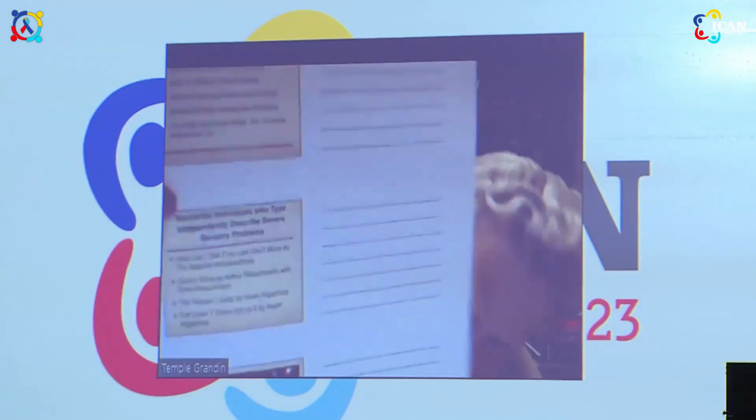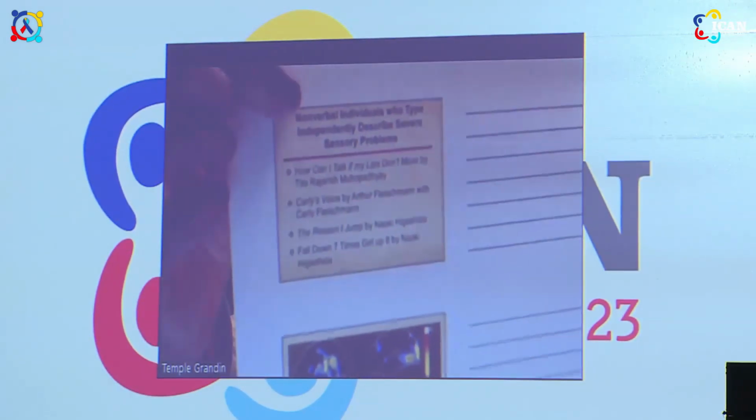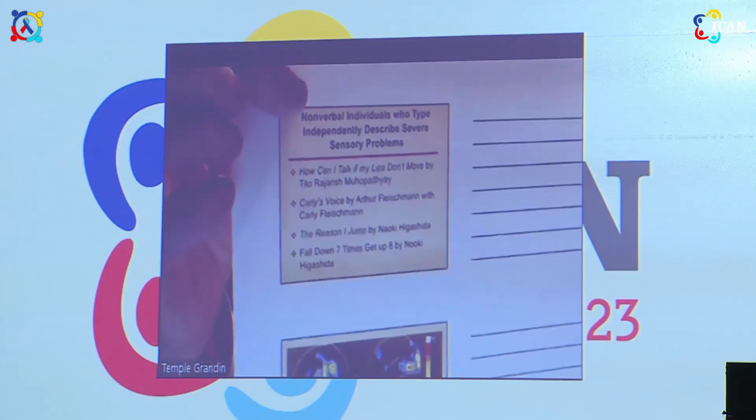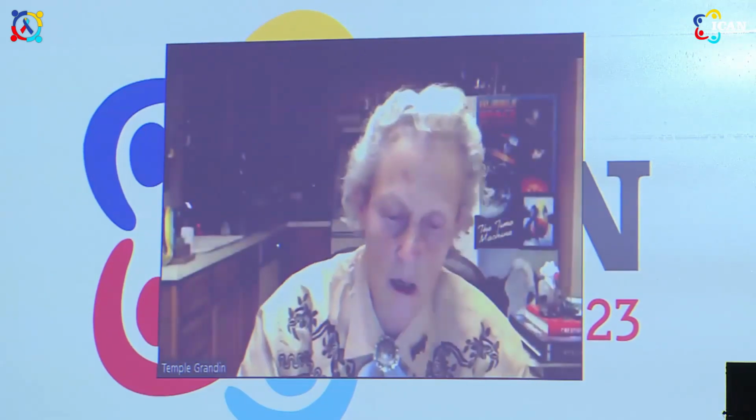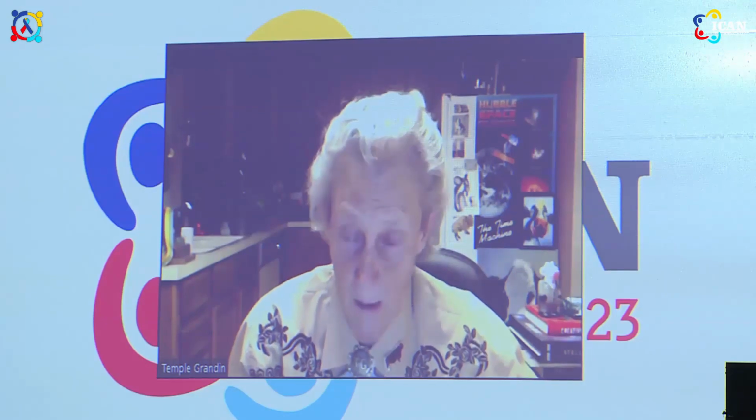I've got a PDF here. I'll just hold up that slide again of those books right there. If you have an older kid or an adult that doesn't speak, those books are going to give you so much insight. They type independently. Nobody's holding their wrist or their arm. They type completely independently, and they describe sensory scrambling.